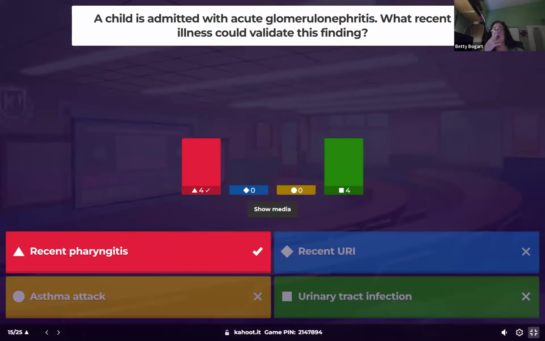And it's caused by a strep infection. Those are two things you're going to see on your NCLEX: acute glomerulonephritis and rheumatic fever, both caused by a strep infection. How did we take care of this? What is the treatment? Long-term antibiotics to treat the strep.